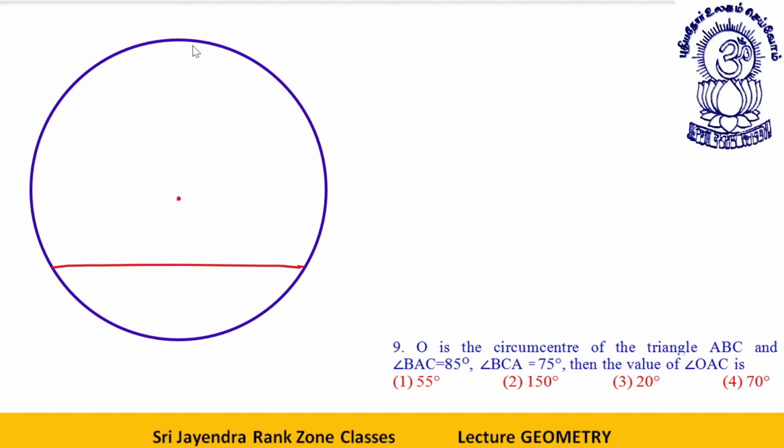Okay, BCA is equal to 75 degree. BAC is equal to 85 degree. Automatically this third angle will be how much? 75 plus 85 is how much? 160. So this third angle will be 20 degree.